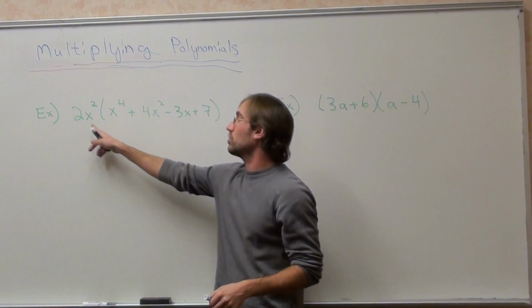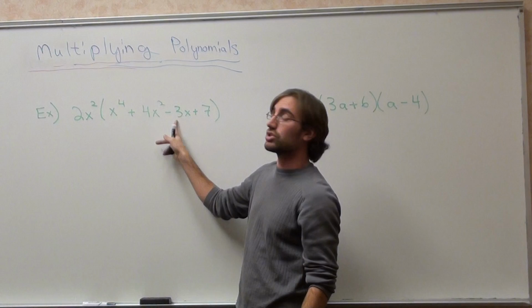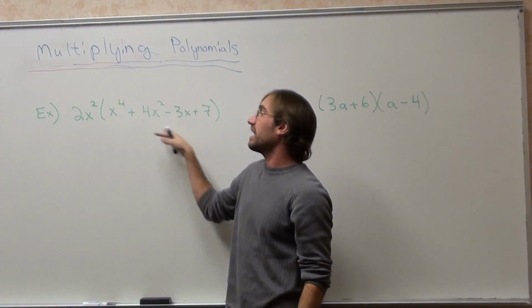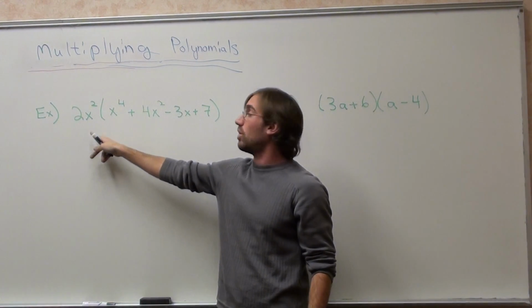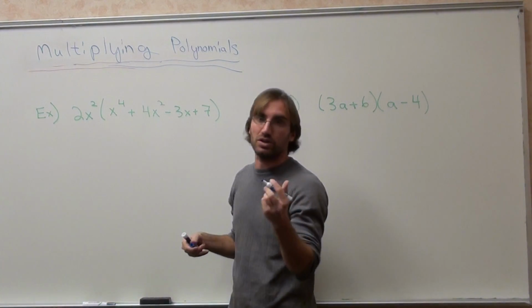So in this case, I've got 2x squared times, in the quantity, x to the fourth plus 4x squared minus 3x plus 7. Now I can't add any of these terms together, but I certainly can multiply this 2x squared into every single term. So that's in fact what I'm going to do.